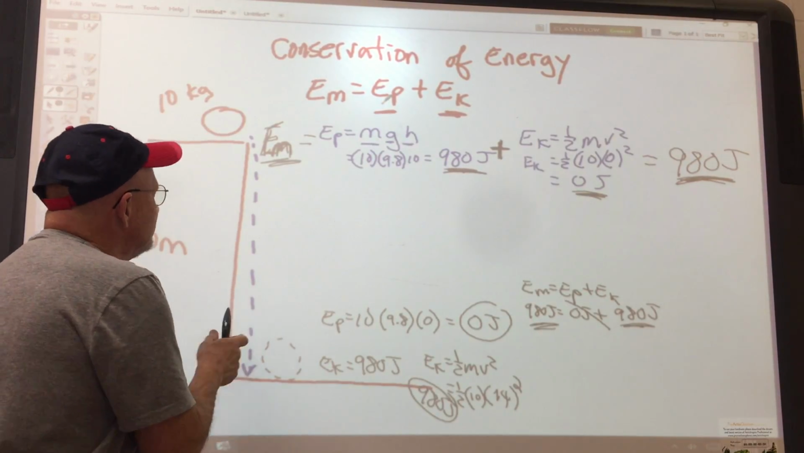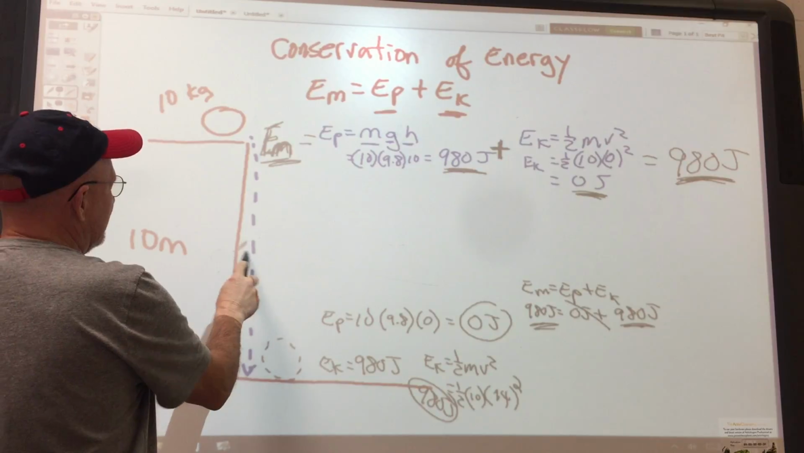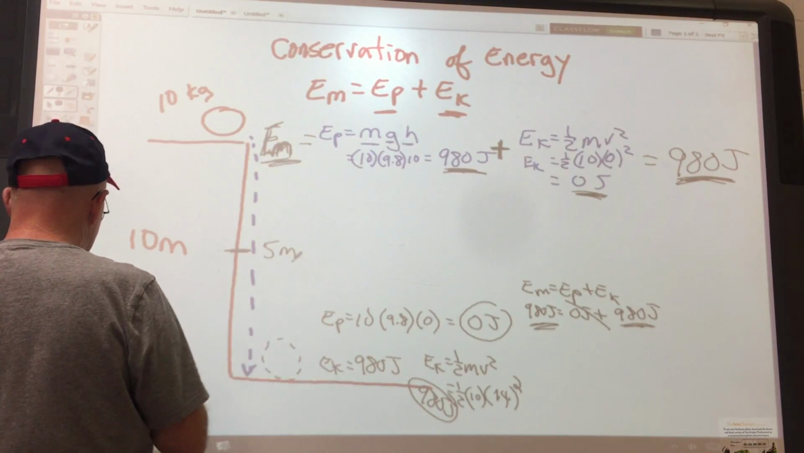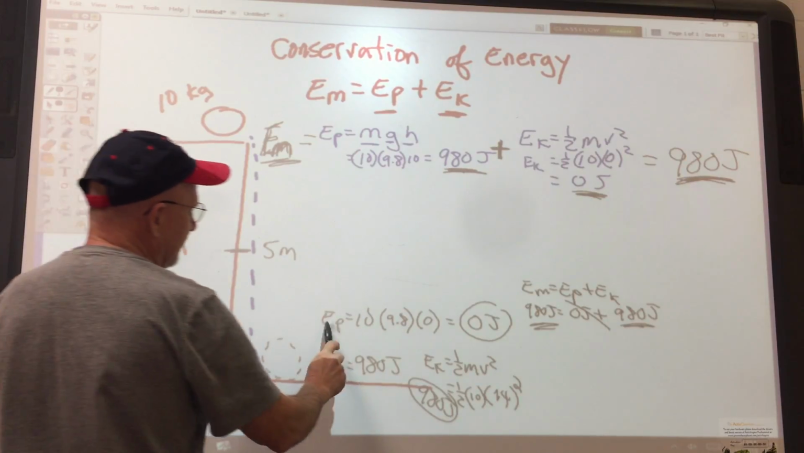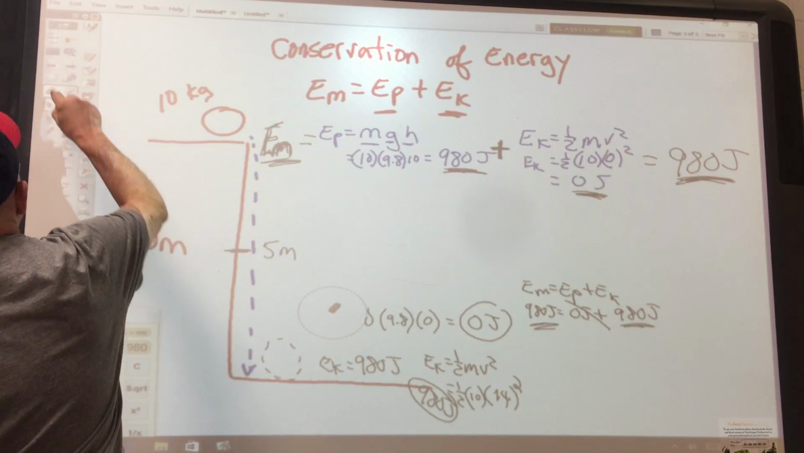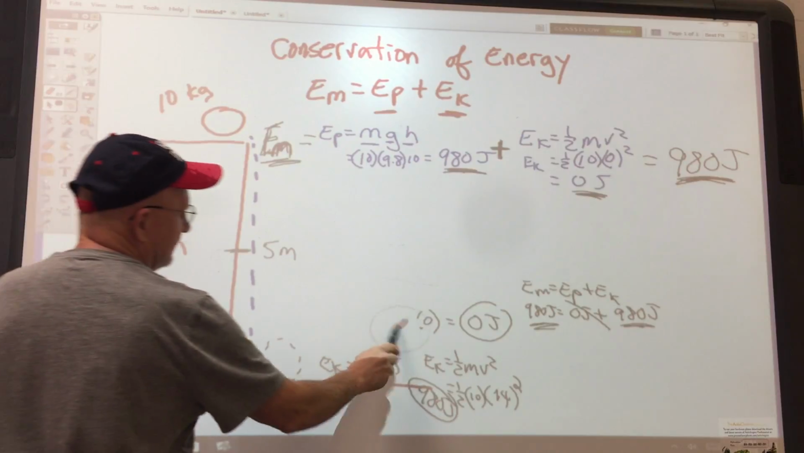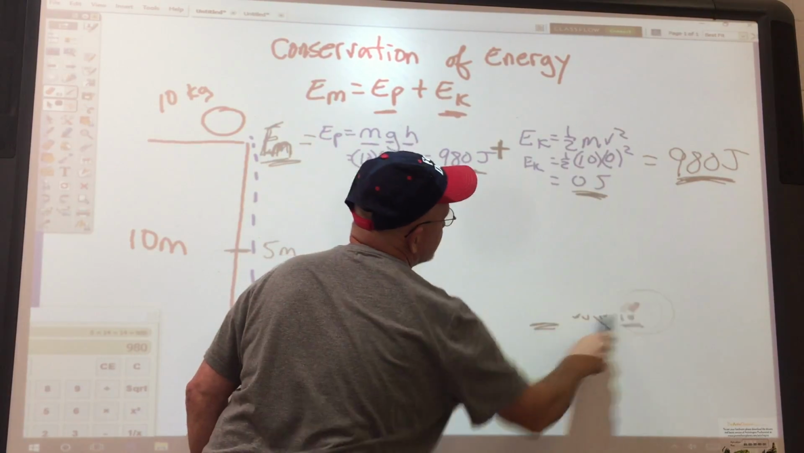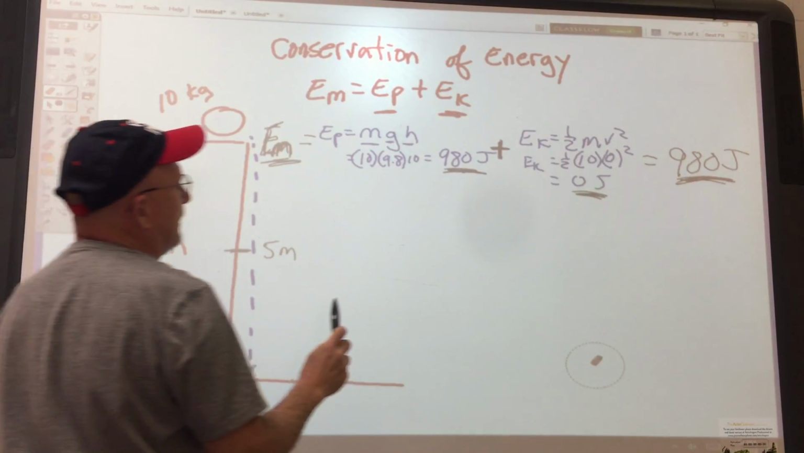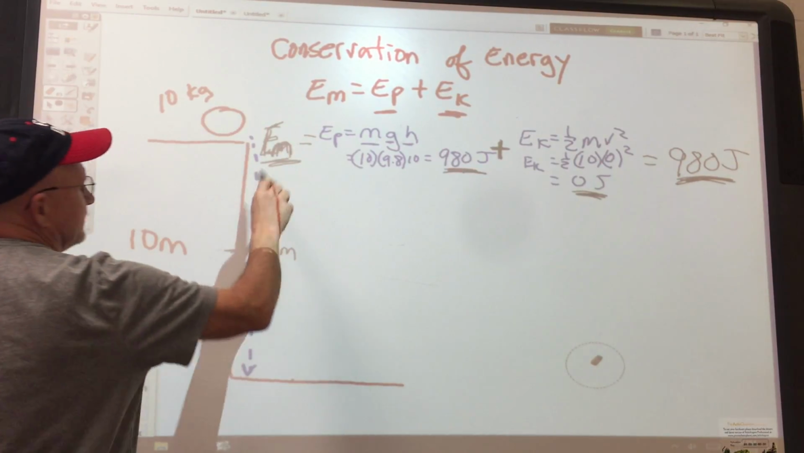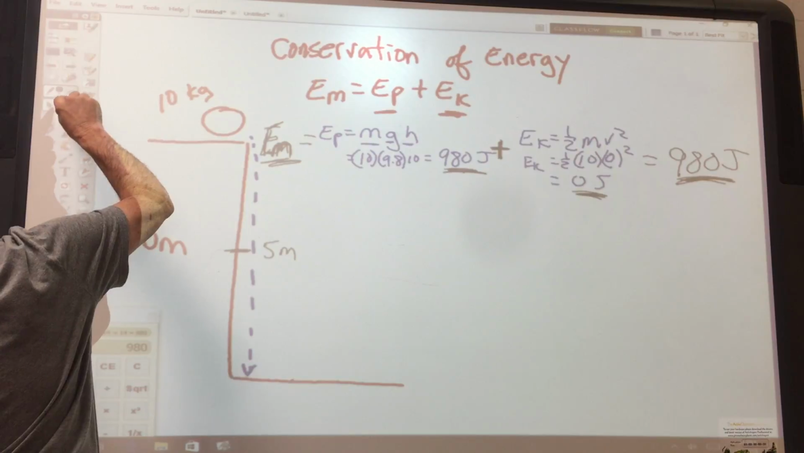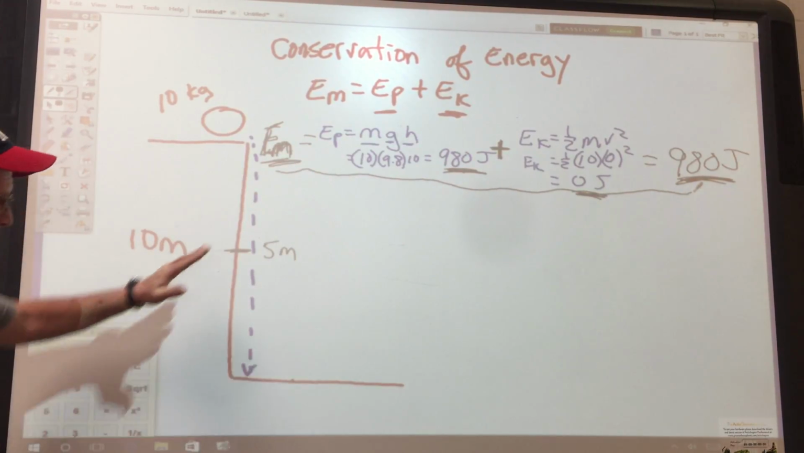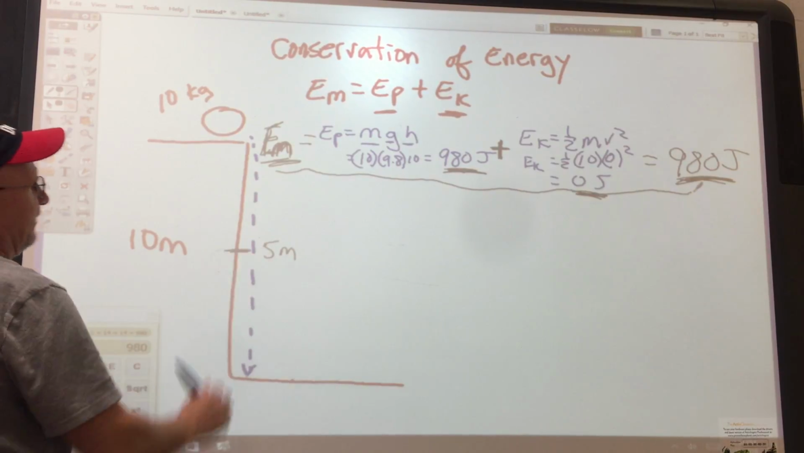So let's do something a little bit different right here. Let's look at this thing in the middle, and let's say that it's fallen 5 meters. With that being said, I'm going to erase this stuff, and let's see if I can do this without messing too much up. I'm going to leave that up there because that's the stuff at the top. I did the stuff at the bottom, but we're going to do it halfway down.